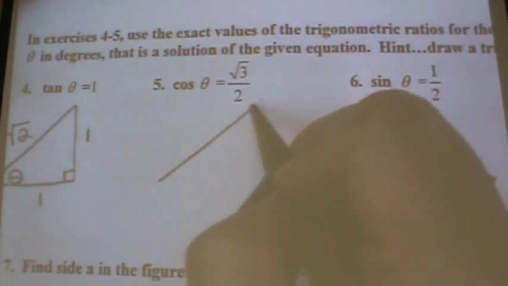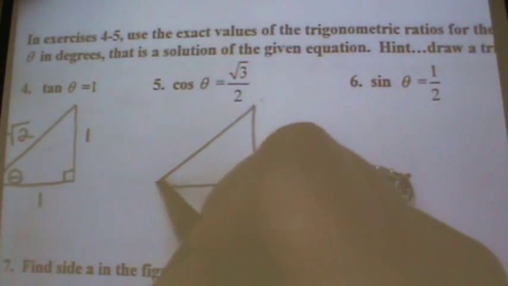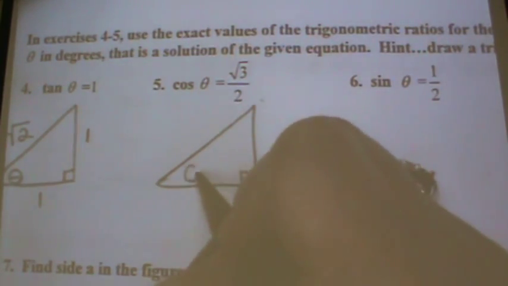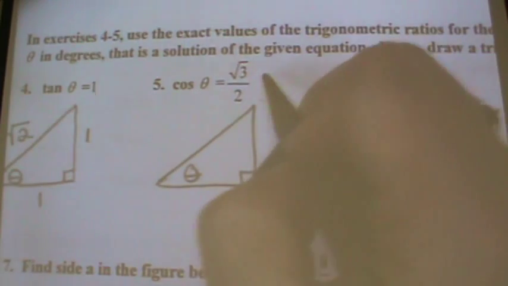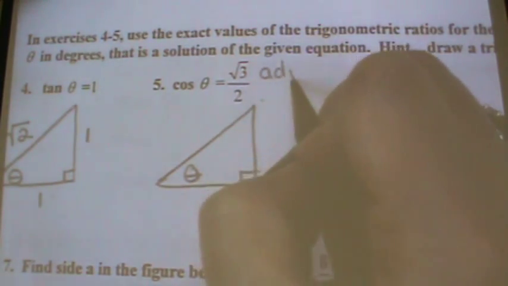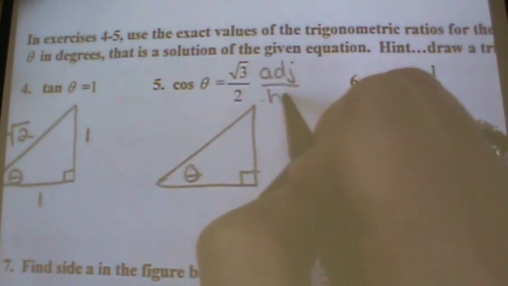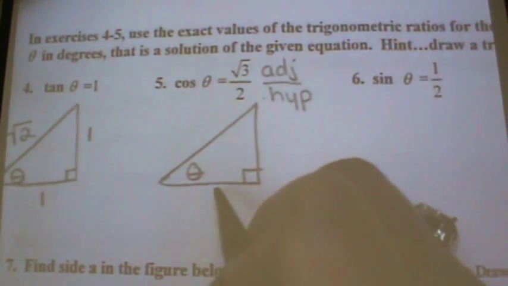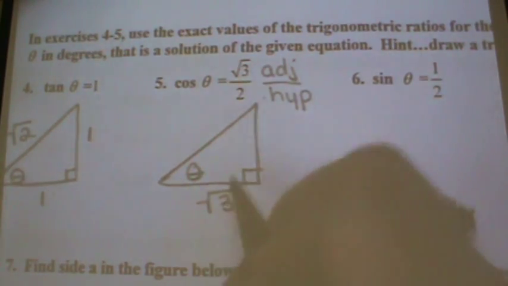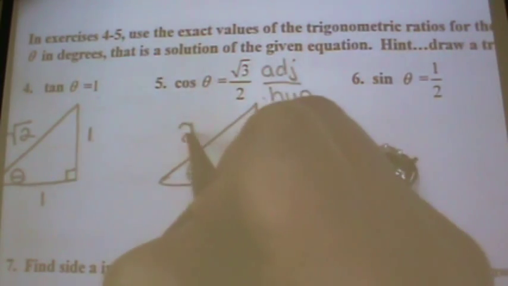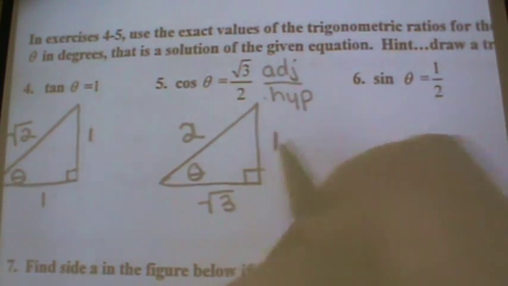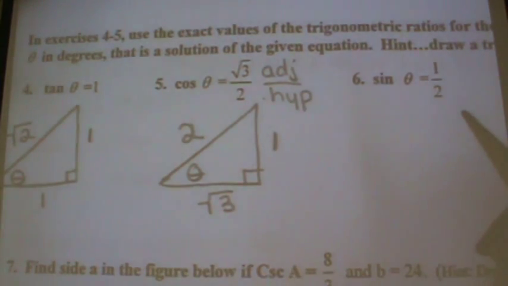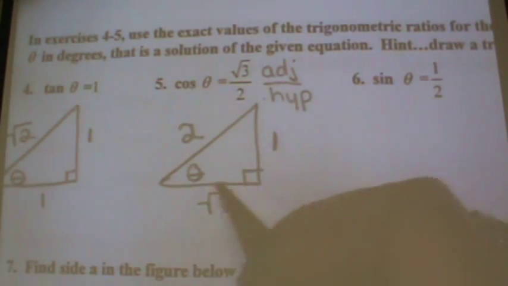Cosine. So again, I'm going to draw a triangle. Doesn't matter what it looks like, just as long as it's a right triangle. Cosine means what? Adjacent over hypotenuse. So here would be the adjacent side. This is the hypotenuse. What's this side going to be? A 1. What angle are you? This is a 30-degree angle.